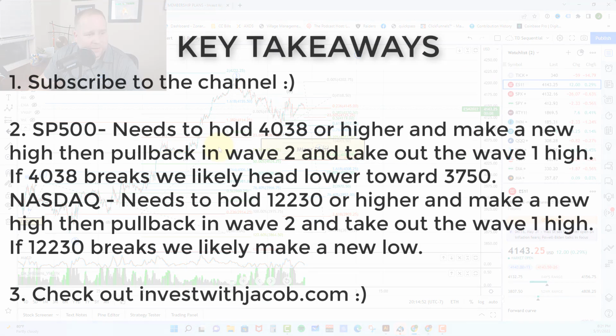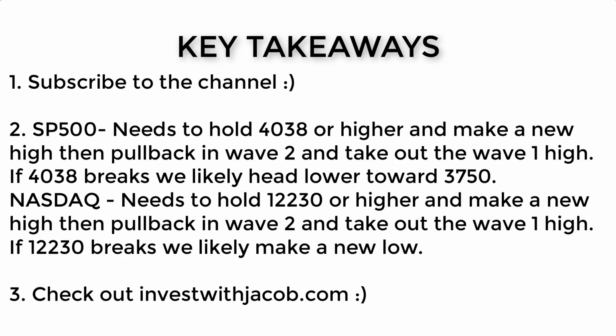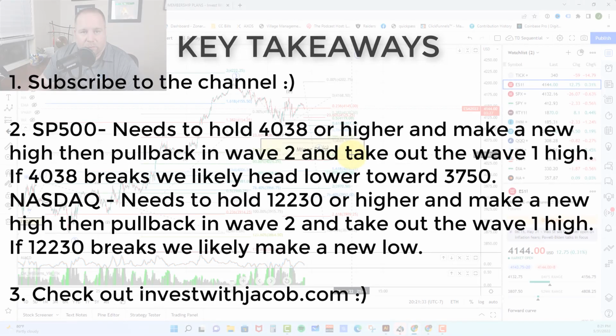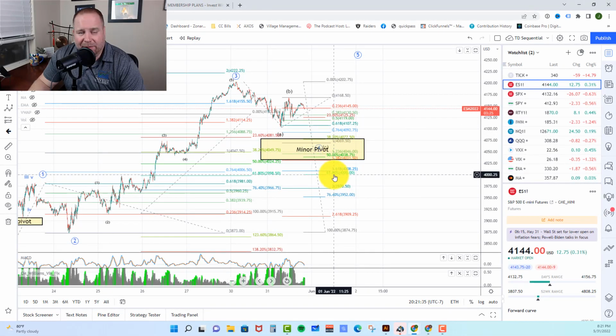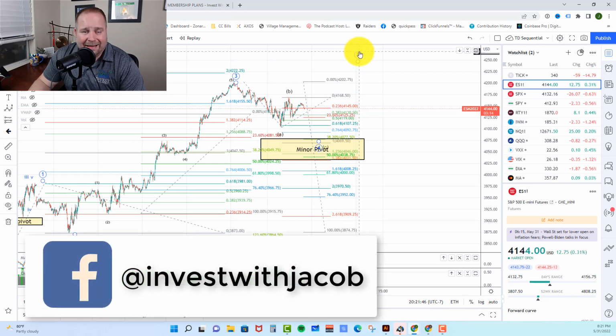All right, guys, key takeaways for today. Looking for a potential C wave down into this 40.70 area, okay? Ultimately, they need to hold 40.38. If 40.38 breaks, then it becomes more likely we head down to make a new low and could challenge that 37.50 area. However, if support can hold and we can make a new high up here in wave 5, that is a very strong sign that wave 1 is in and that the bulls have control of the market and they will face one more big test in the wave 2 pullback.